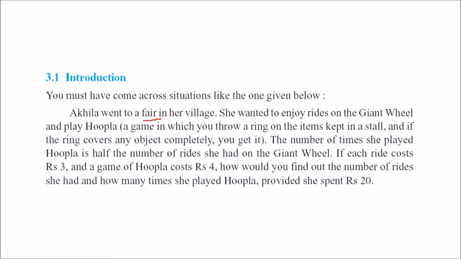Akhila went to a fair in her village. Now she wants two things. She wants to enjoy a ride in a giant wheel, and she wants to play hoopla also. The number of times she played hoopla is half the number of rides she had on the giant wheel. Means if giant wheel is x, number of times she played hoopla is x by 2. If each ride costs rupees 3, means for giant wheel this is 3, for hoopla it will be 4.